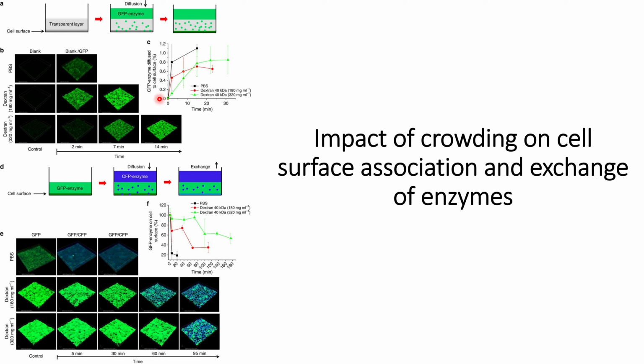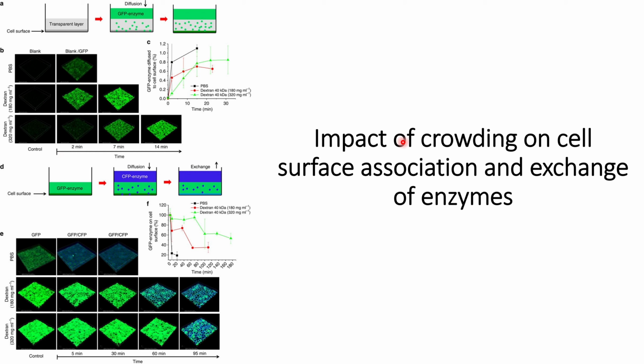These things are quantified in panel C, where we can see that for the PBS the diffusion rate is usually highest. After that the diffusion rate is high for the 180 milligram per ml, and it is lowest for the 320 milligram per ml, indicating that with an increase in the concentration of crowder molecule, the diffusion rate goes down.